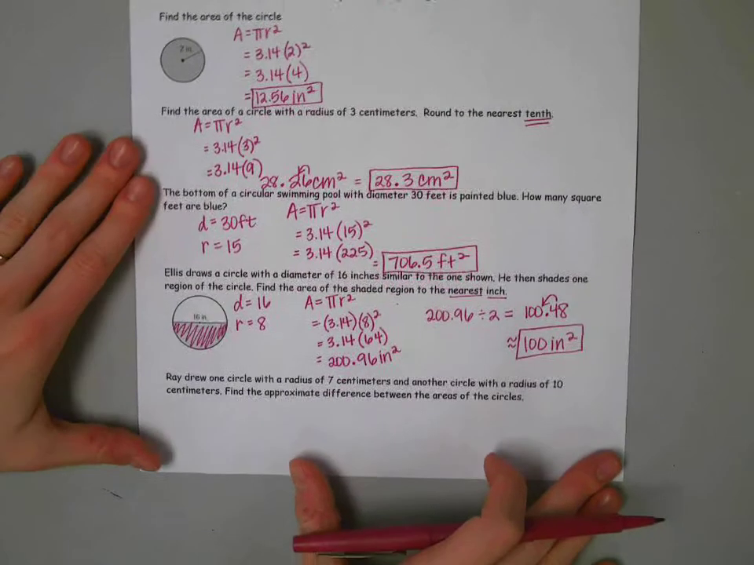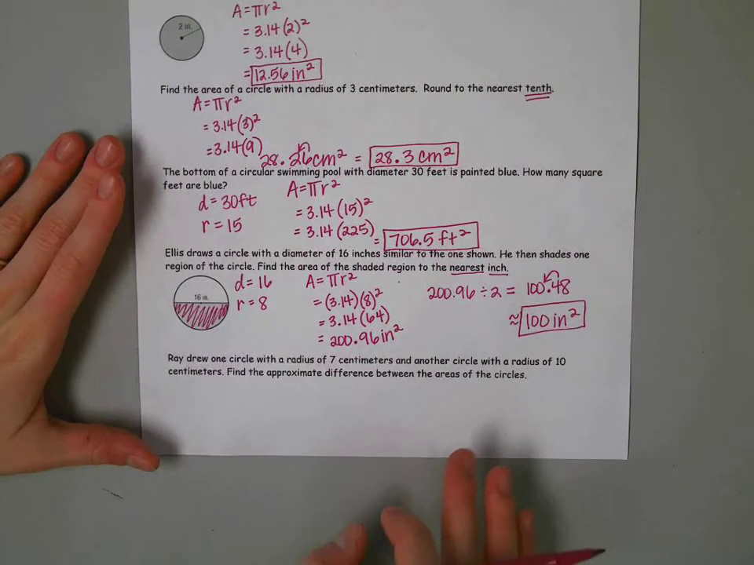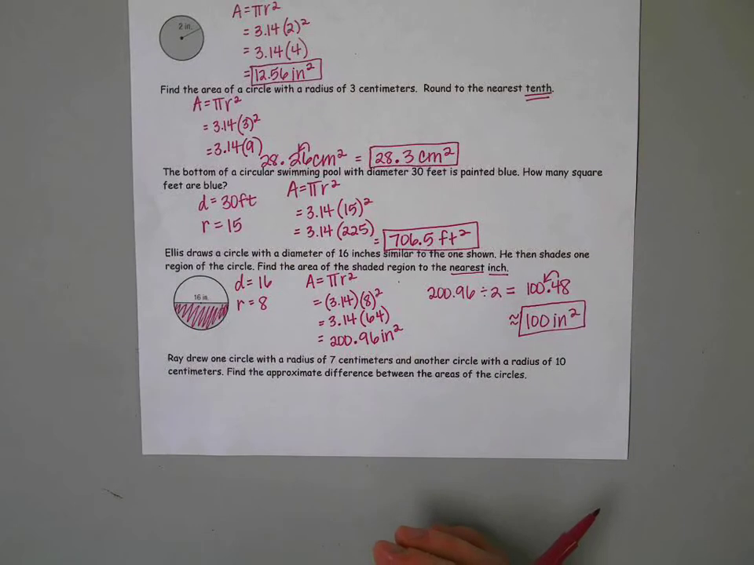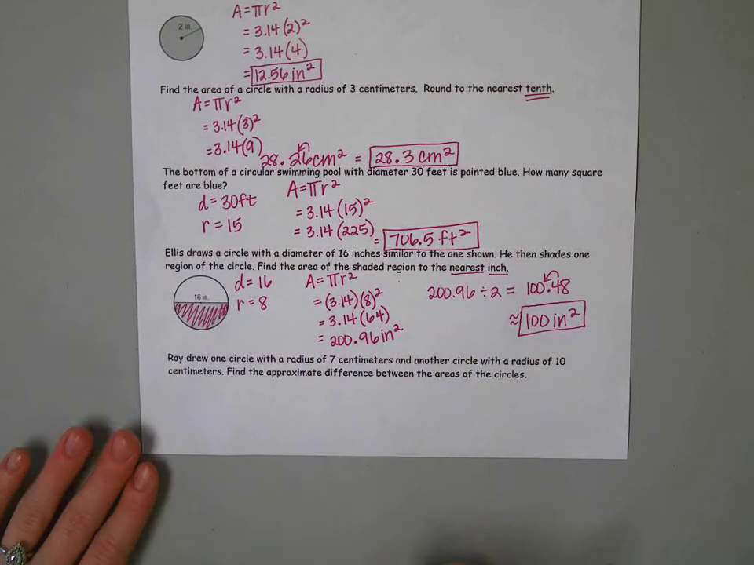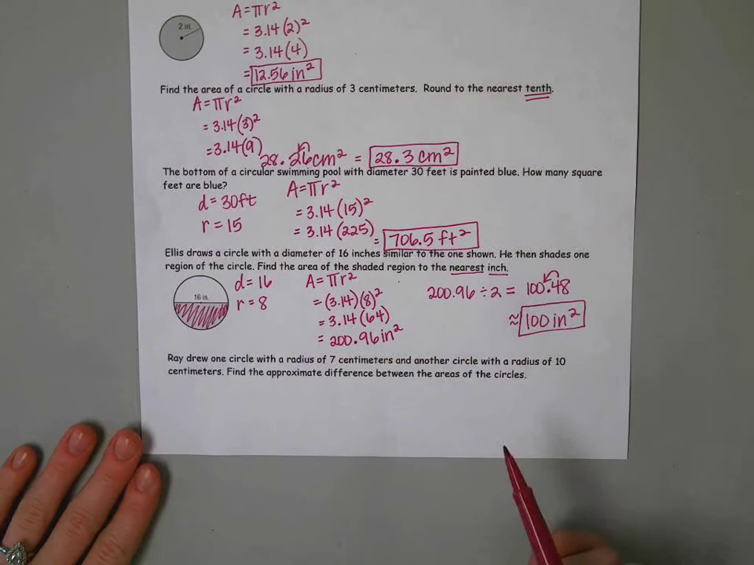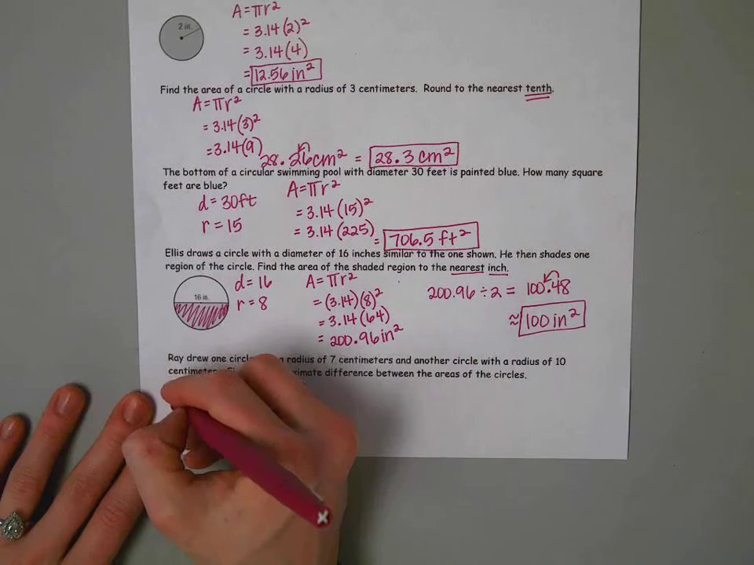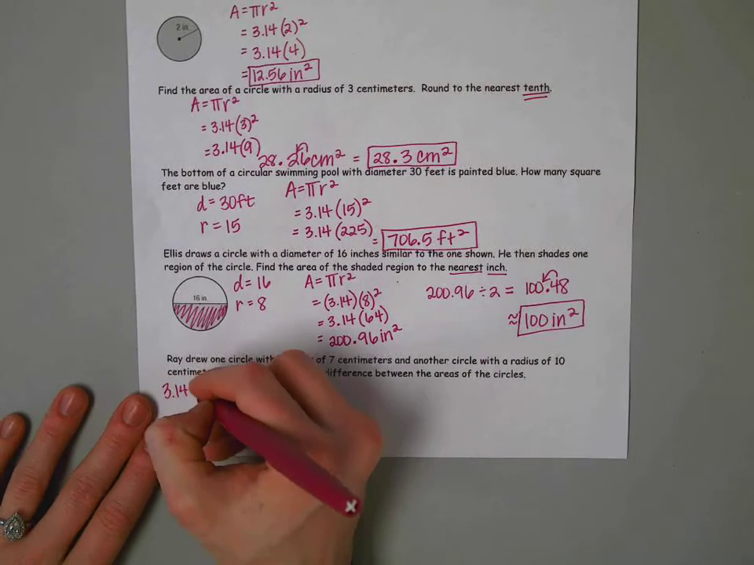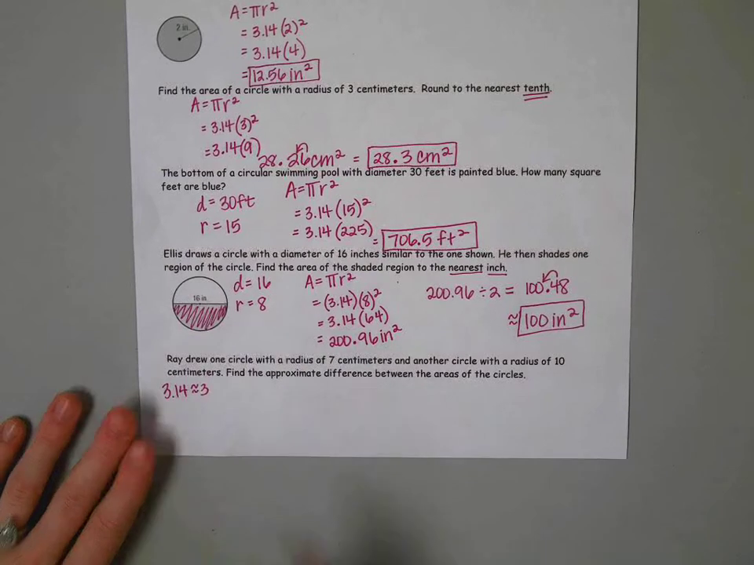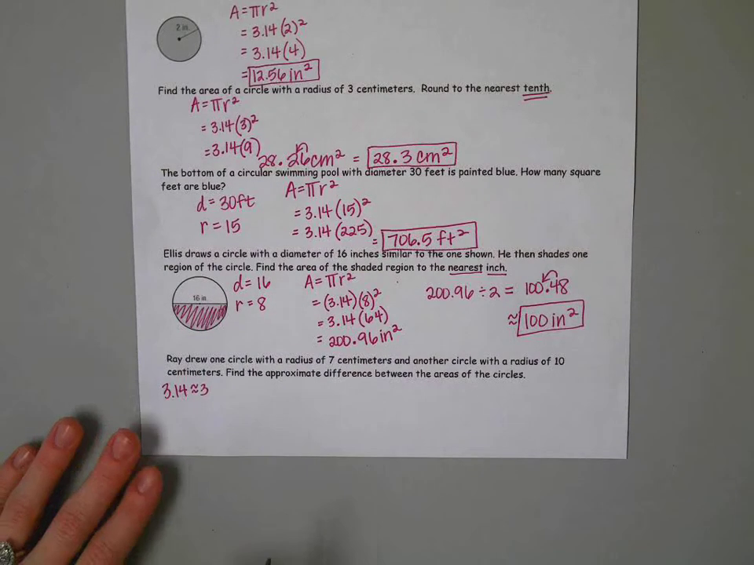Okay, moving on. The next one says, Ray drew a circle with a radius of 7 centimeters and another circle with a radius of 10 centimeters. Find the approximate difference between the areas of the circles. So when we're talking about finding approximate difference, we can approximate pi. We can say 3.14 is approximately 3. Okay? So now let's go ahead and solve this.